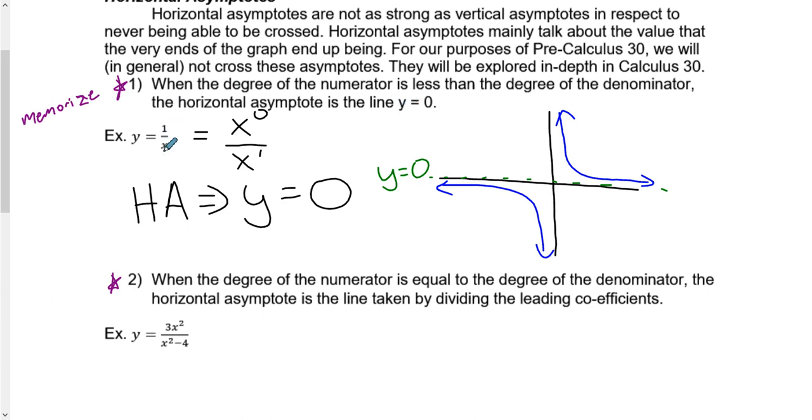So in the case of 1 over x, the degree of our numerator will be 0 because there are no x's. Or in other words, x to the power of 0 is just 1, whereas our denominator of x has a power of 1. And since the degree of the numerator is less than the degree of the denominator, our horizontal asymptote will just be y equals 0. By using our graphing calculators, we can see that this is what our graph would actually look like.